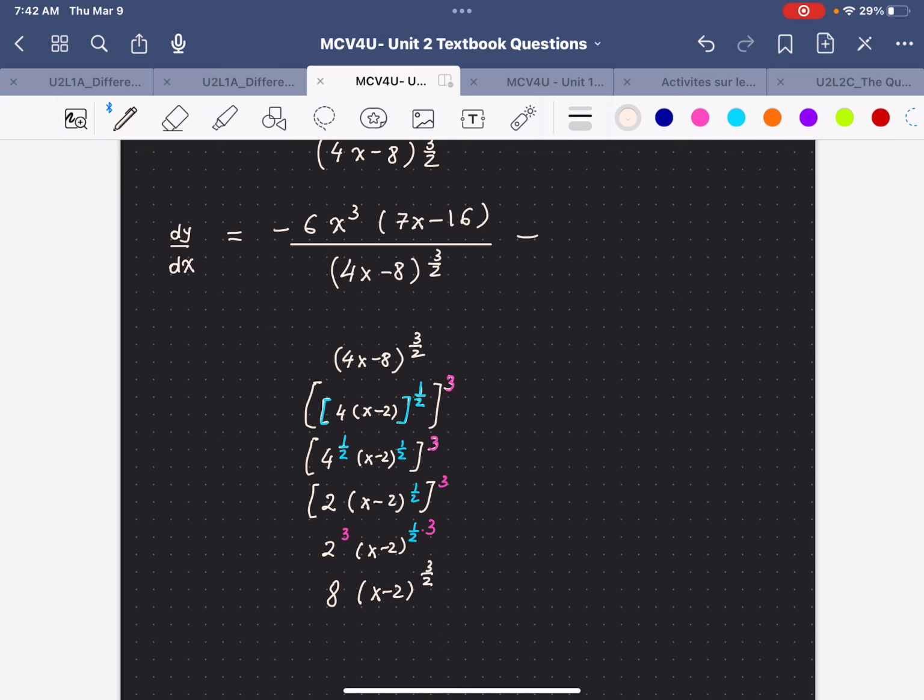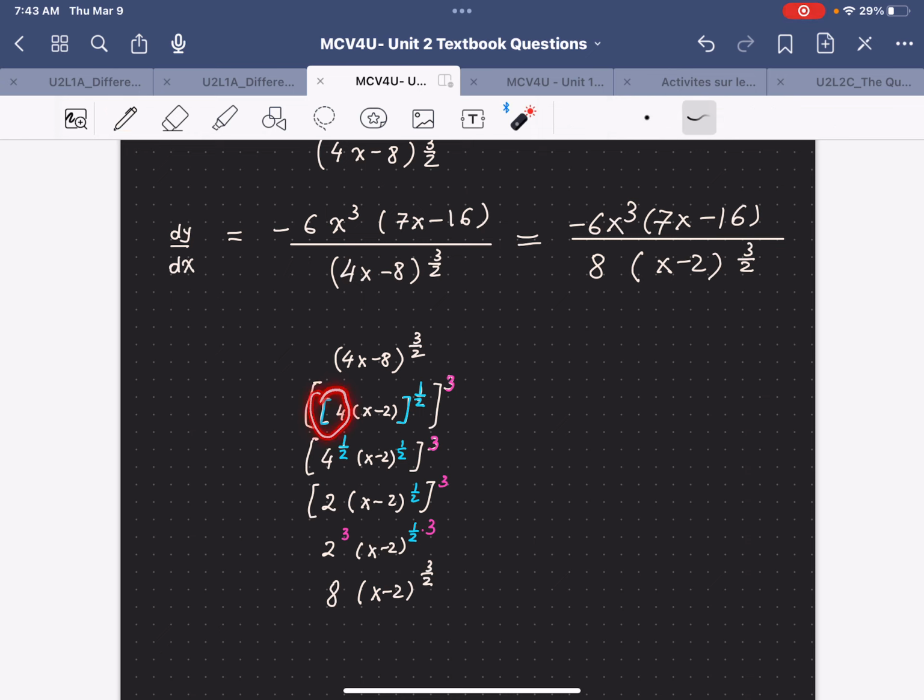And that is another way you can write this denominator in here. And if we decided to go this way, so all the way to factoring whatever is inside the brackets, then we'll say that we have negative 6x cubed, 7x minus 16, and then divided by 8, and then x minus 2 to the power of 3 over 2. So there are shortcuts to this, obviously, and if you have any other tricks to share, please share in the comments so other people can see it as well. And I'm going to stop the solution in here, because I don't want to complicate it any further and make it any longer.